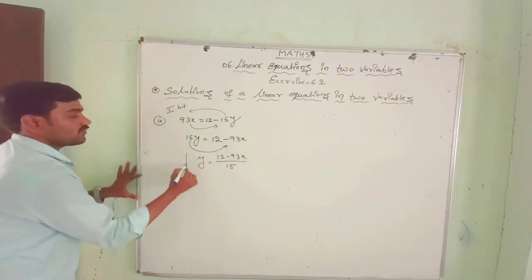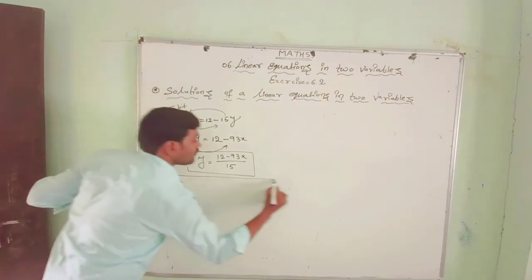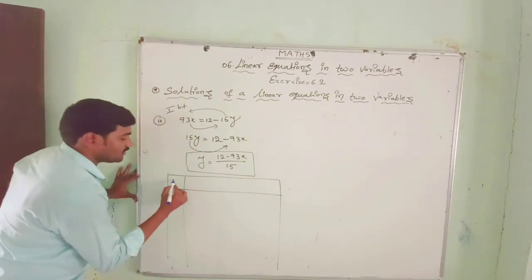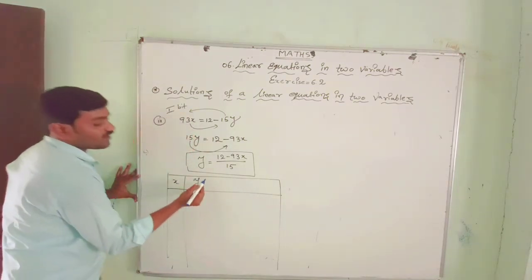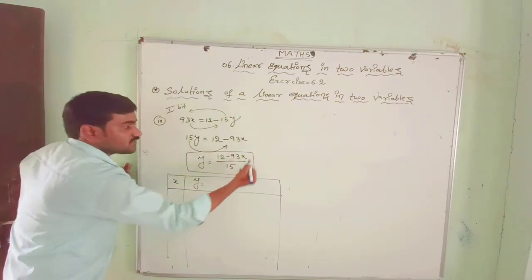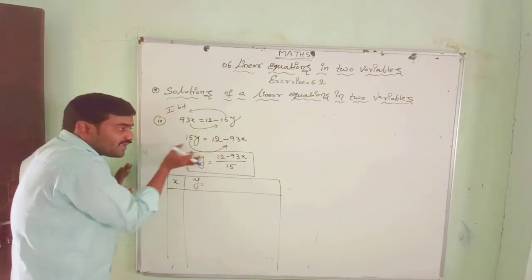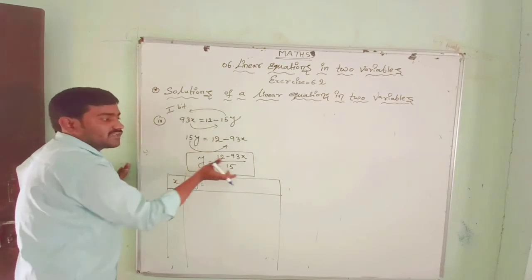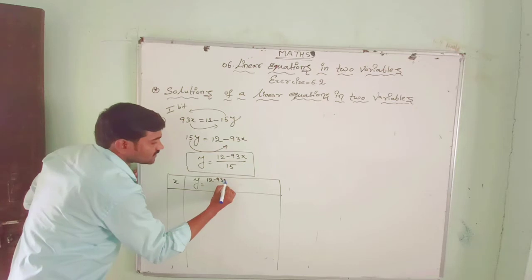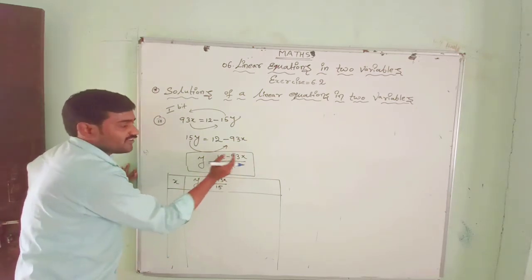Simple. Now we got y equal to. Why do we have to make it y equal to? Because in the table we have to write x comma y values. First we will assume the x values, it is our wish. But here we have to write y equal to, which we bring from the question. We modify the question so that y is alone and write the remaining equation like this: 12 minus 93x by 15.